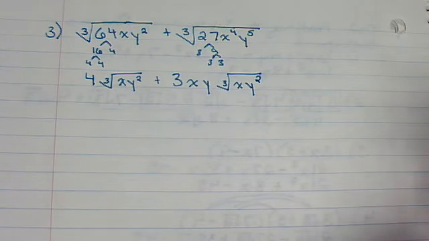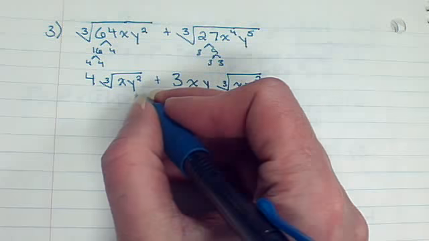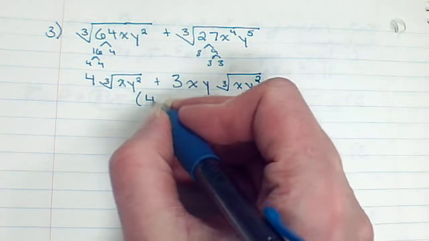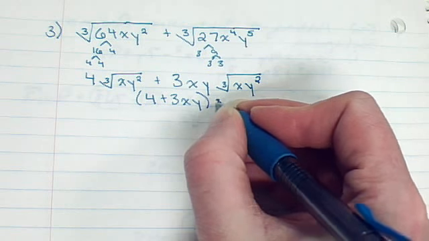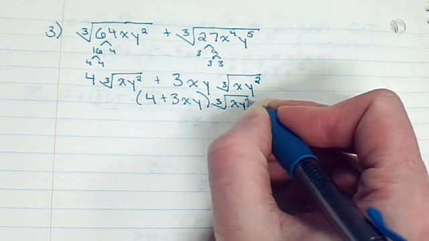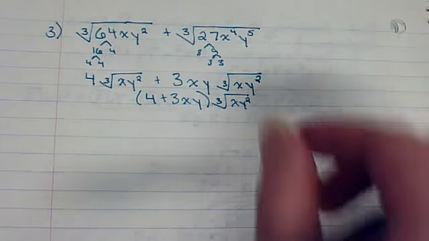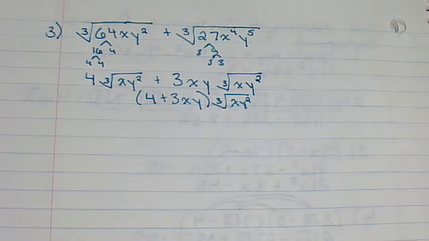So again, I can just add my coefficients together. So I could actually rewrite this as 4 plus 3xy times the cube root of xy squared. Now remember, when you have like terms, you don't do anything to the variables. You're just adding and subtracting coefficients.